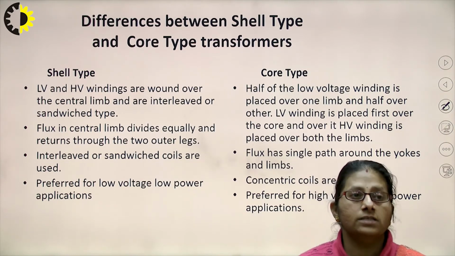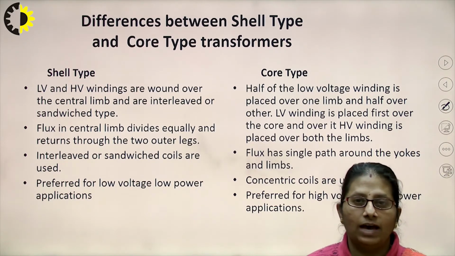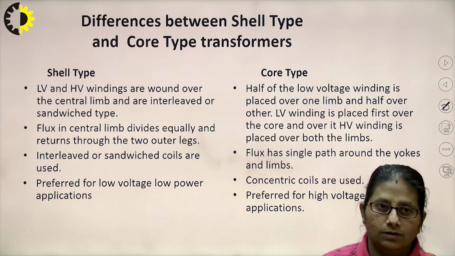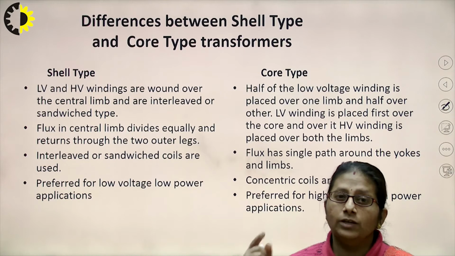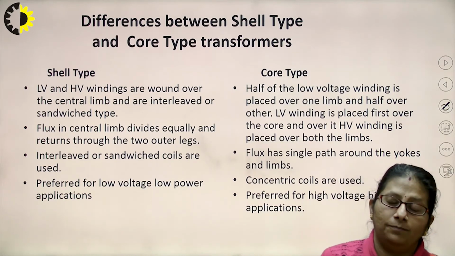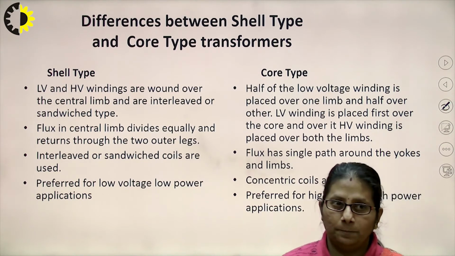Another difference is that the flux in the central limb divides equally and returns through the 2 outer legs. We have seen we have 2 parallel paths in it, whereas in a core type we have seen a single magnetic path. So, the flux has a single path around the yoke and the limb.